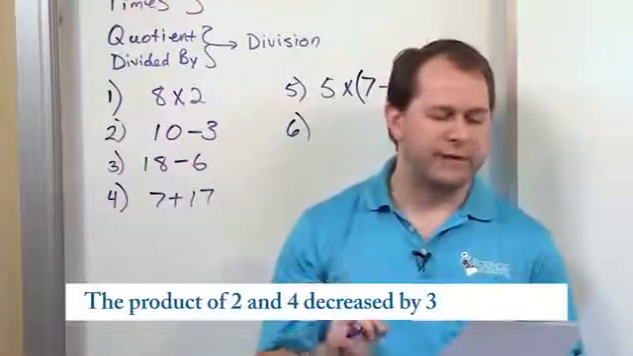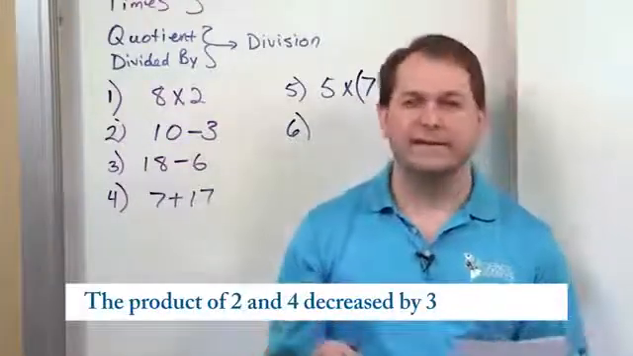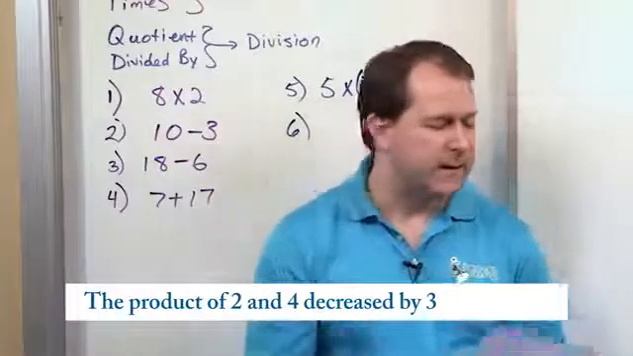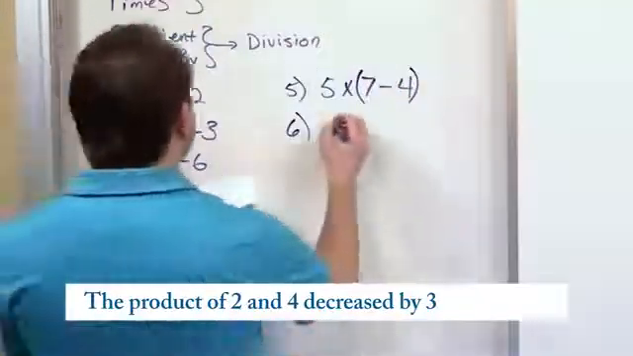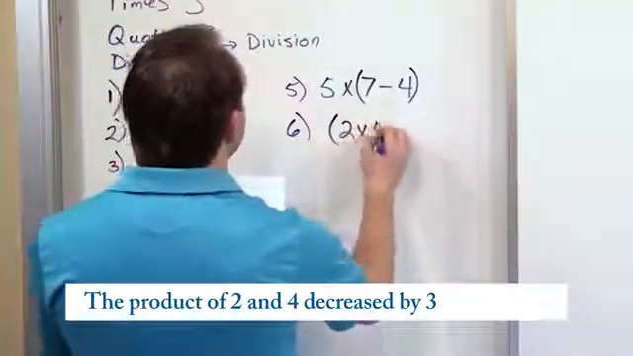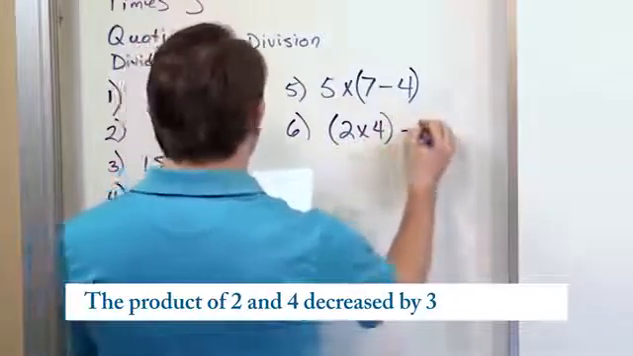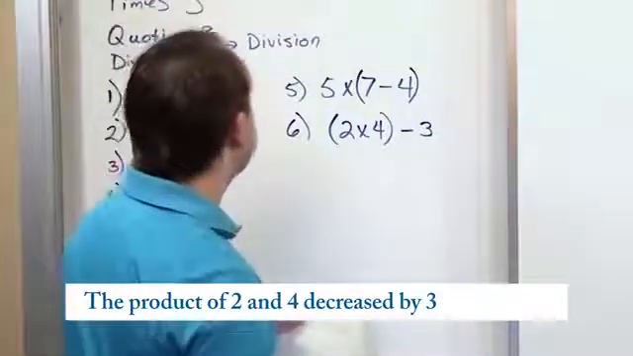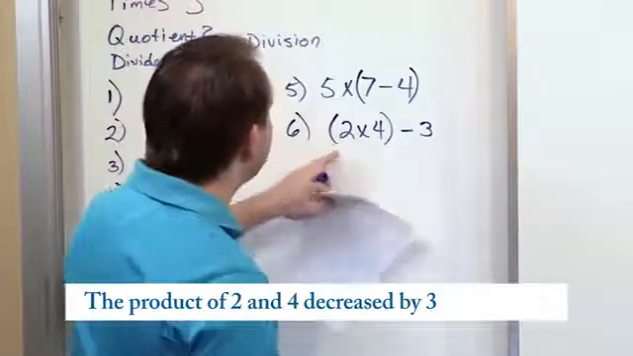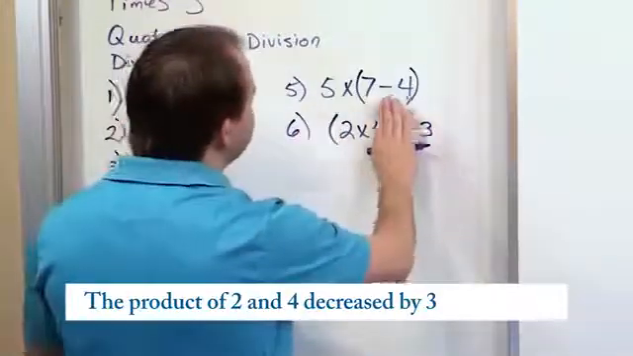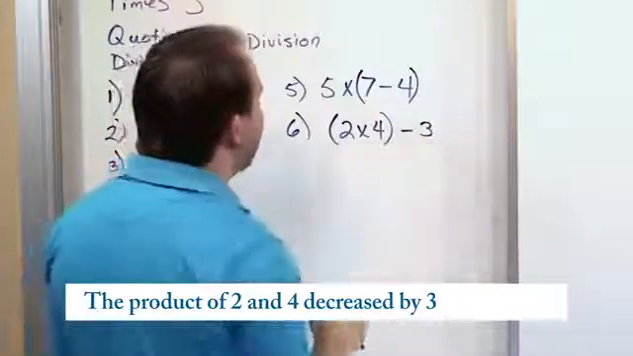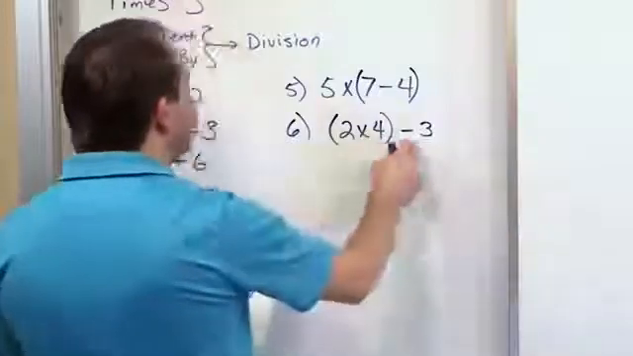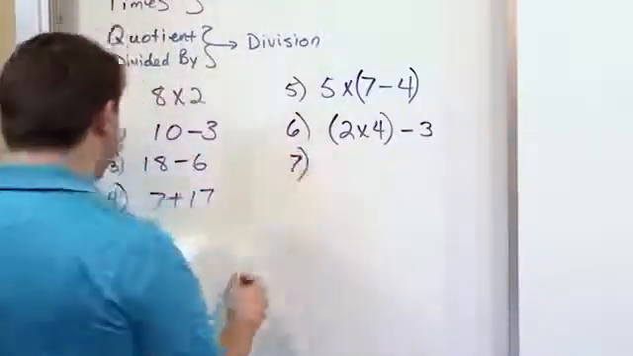What if we have the product of 2 and 4 decreased by 6? There's a couple ways to write this, but the clearest way is to say 2 times 4, in parentheses. We're taking the product first, and we're decreasing it by 6. So we want to do the product first. Now in this particular case, even without the parentheses, we would still be doing the product first and then the subtraction. But I think it's clearer since the question is saying the product of 2 and 4, we want to do that first, decreased by 6. This is the cleanest way to write that.